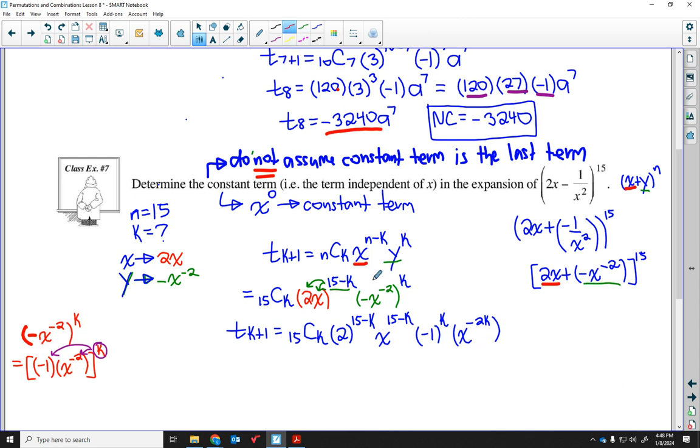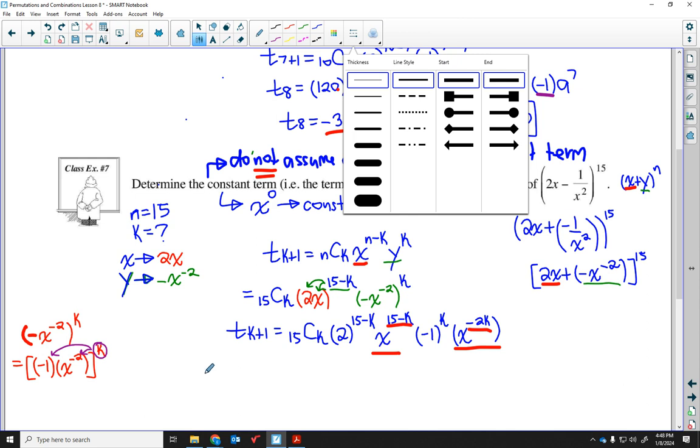What I want to do, though, is combine the two different x parts together. Now, I can do that if you have two common bases, which I do. The bases are x and x. That's why I separated the negative 1 from this one, and I separated the 2 from this one right here. Once I have common bases, if you multiply common bases together, what you do is add the exponents. So I'm going to take the exponents 15 minus k and negative 2k and add those two expressions together. So let's write it out now.